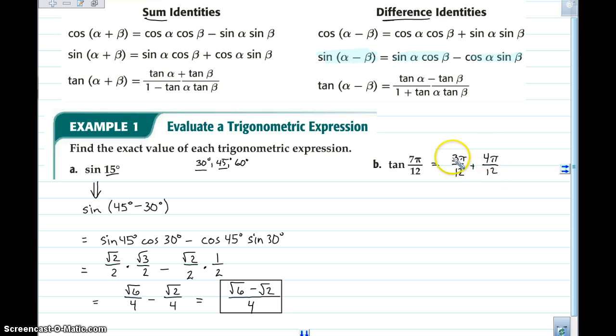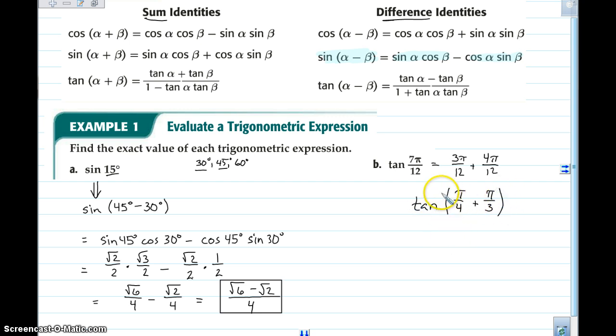3 pi plus 4 pi is 7 pi, and I can reduce both of these, right? 3 pi over 12 reduces to pi over 4, and 4 pi over 12 reduces to pi over 3, both of which are on my unit circle. So I'm going to change this to the tangent of their sum.